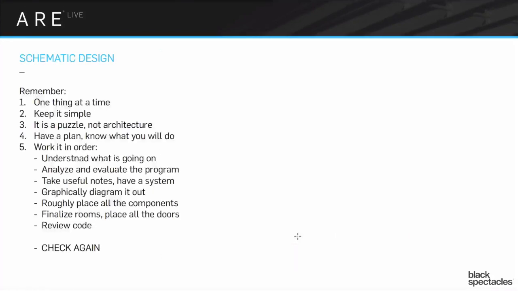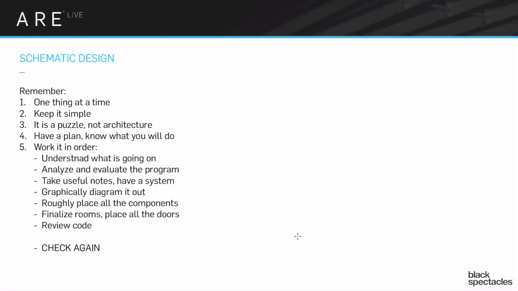Okay. Remember, one thing at a time, keep it simple. It's a puzzle, it's not architecture. Have a plan, know what you're going to do, know how you're going to take notes, practice the idea. Like if you've done one practice vignette, well then do it again, but do it with a different note-taking system. Force yourself to try different ways to really know how you're going to do this stuff. And then work it in order.